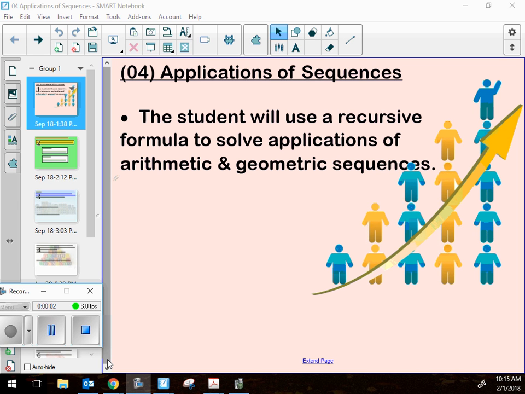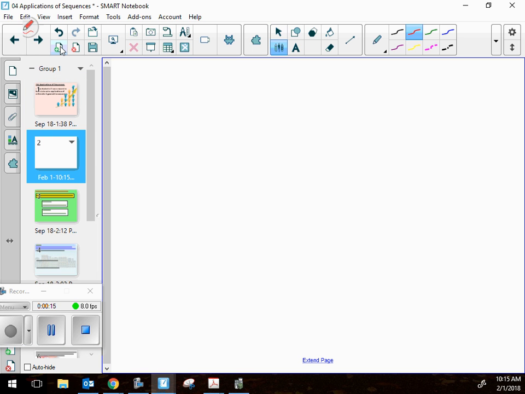Today it's called Applications of Sequences. Is it any different? Not much. It's just word problems where you have to figure out what the equation is and then put it in your calculator to solve them. What we did yesterday was learn how to get a starting number that isn't always 1.